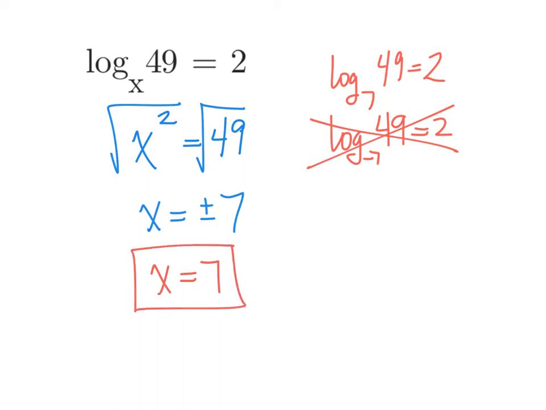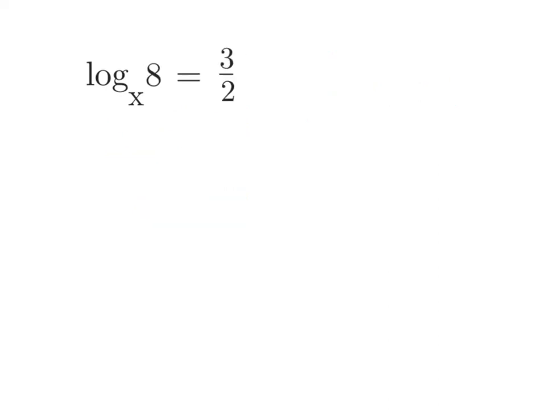All you have to do is know that the base of a logarithm can only be a positive number. If we got log base x of 8 is equal to 3 halves, we rewrite it, keeping the base the same and switching the other two. So x to the 3 halves is equal to 8.